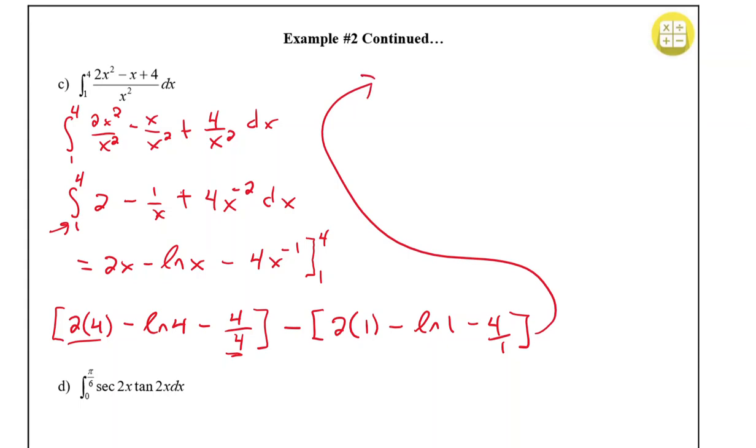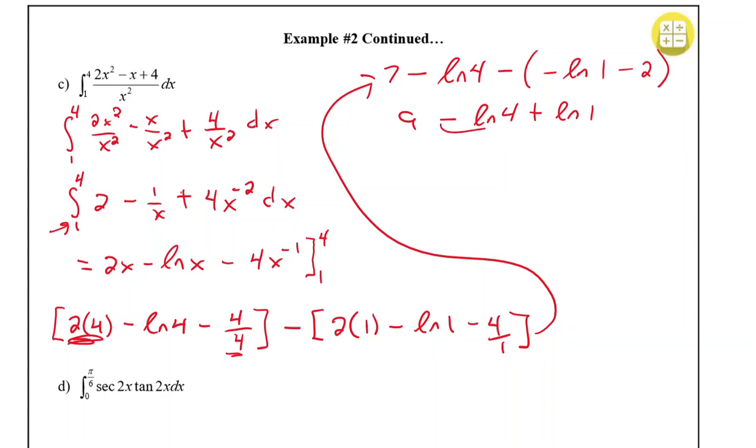So now we have 8. So it was 8 minus 1, so 7, minus the natural log of 4, minus, and then it'd be negative natural log of 1 and then minus 2. Just collecting those constant terms. Okay, so then 7 minus negative 2, that would be plus 2, so 9. And then we've still got minus the natural log of 4 plus the natural log of 1.